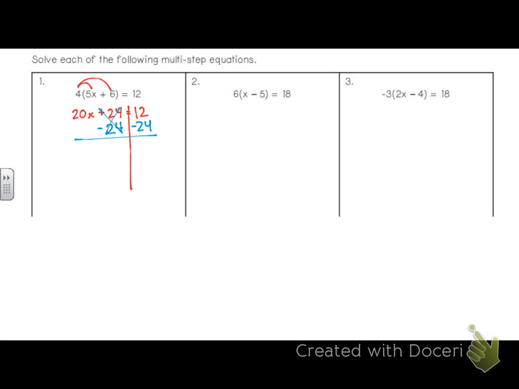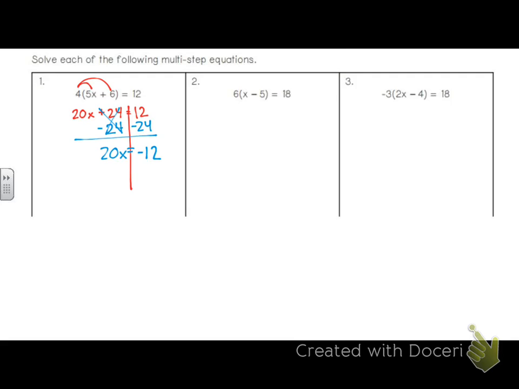That goes to 0 and leaves me with 20x equals 12 minus 24, which gives me negative 12. So that brings in a little bit of our integer operations. You're not always going to get just this pretty answer, as you can tell. And that's okay, because being in 7th grade, we're learning how to deal with these not so pretty numbers.